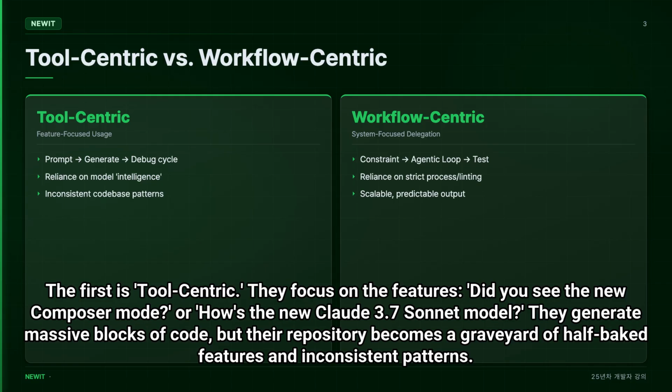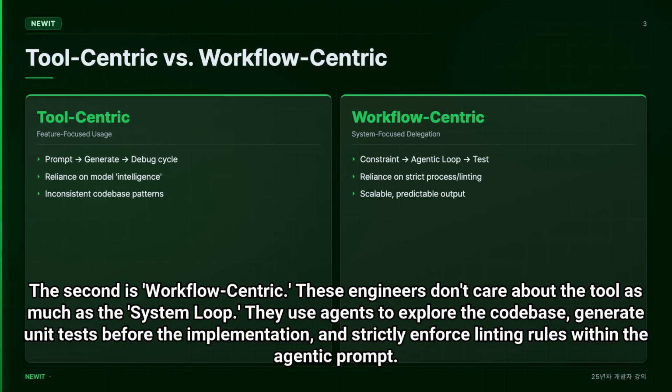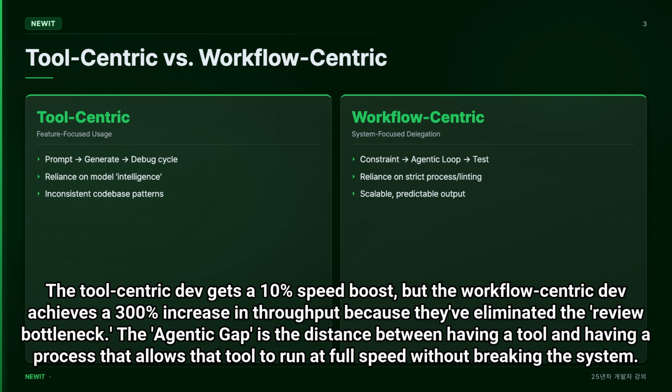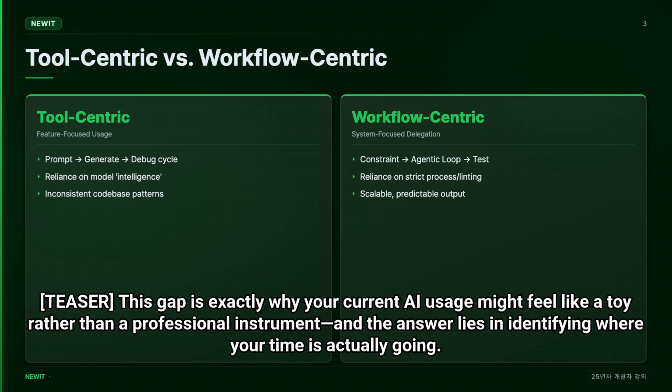The second is workflow-centric. These engineers don't care about the tool as much as the system loop. They use agents to explore the codebase, generate unit tests before the implementation, and strictly enforce linting rules within the agentic prompt. The tool-centric gets a 10% speed boost, but the workflow-centric dev achieves a 300% increase in throughput because they've eliminated the review bottleneck. The agentic gap is the distance between having a tool and having a process that allows that tool to run at full speed without breaking the system. This gap is exactly why your current AI usage might feel like a toy rather than a professional instrument, and the answer lies in identifying where your time is actually going.